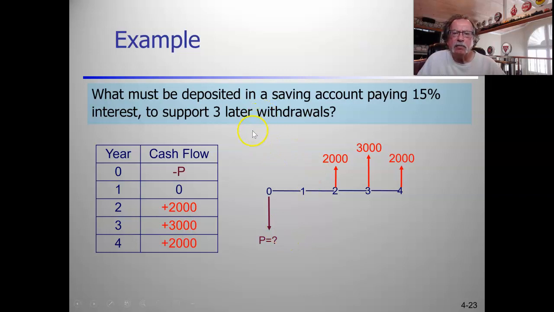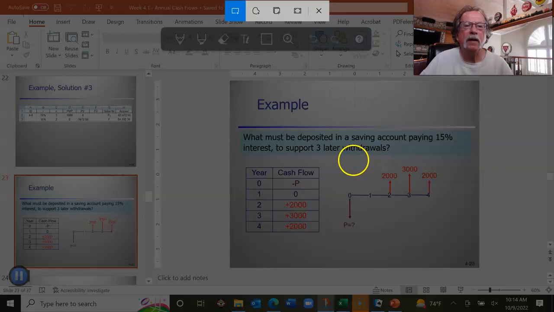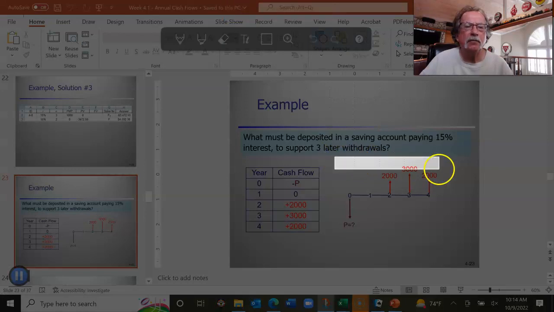So let's look at this problem right here. We're basically saying we want to put money in a savings account today. We want to support 3 withdrawals, 1 at the end of year 2, end of year 3, end of year 4. So how do we solve this problem? Interest rate is 15%.